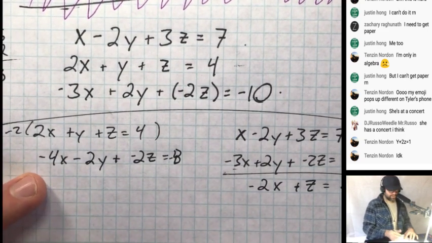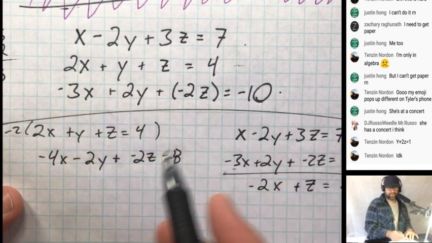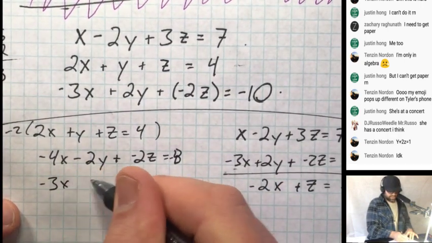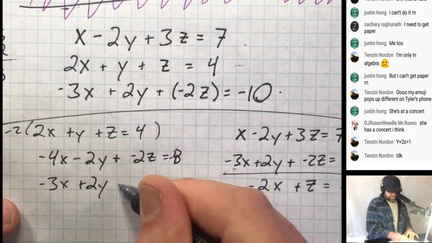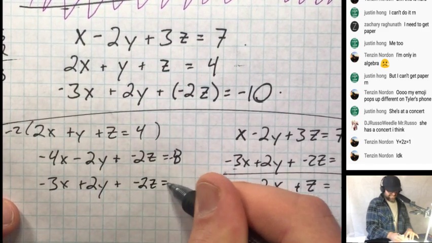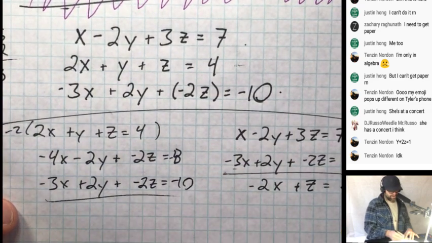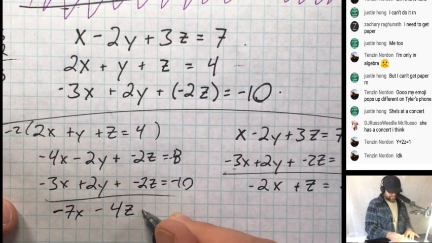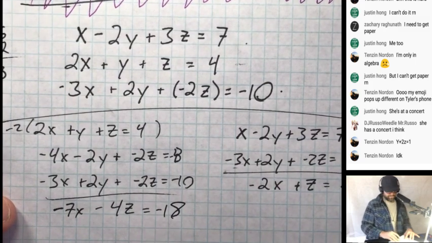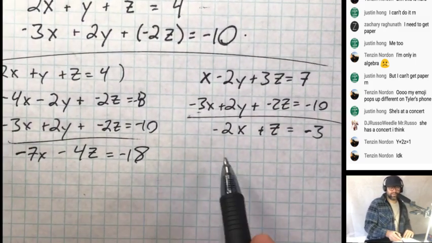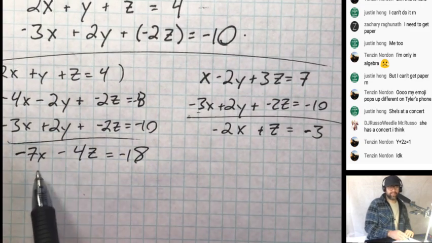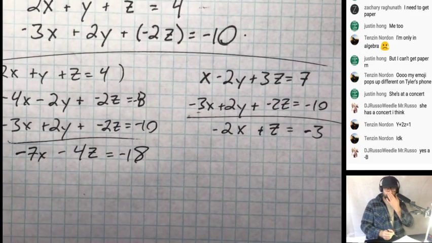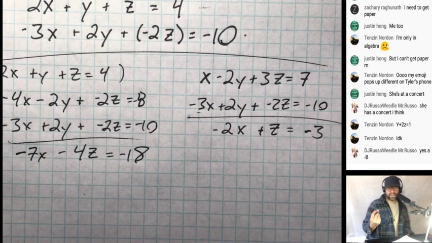All right, cool. So now I'm going to add it to this third line right up in here. So we have negative 3x plus 2y plus a negative 2z equals negative 10. And so what we're going to get is negative 7x minus 4z equals negative 18. Okay, so now we have 2 equations. We have this equation right here that looks really good, and we have this equation right here that looks really good. And both equations only have a z and an x in them. So we have 2 variables, 2 equations.